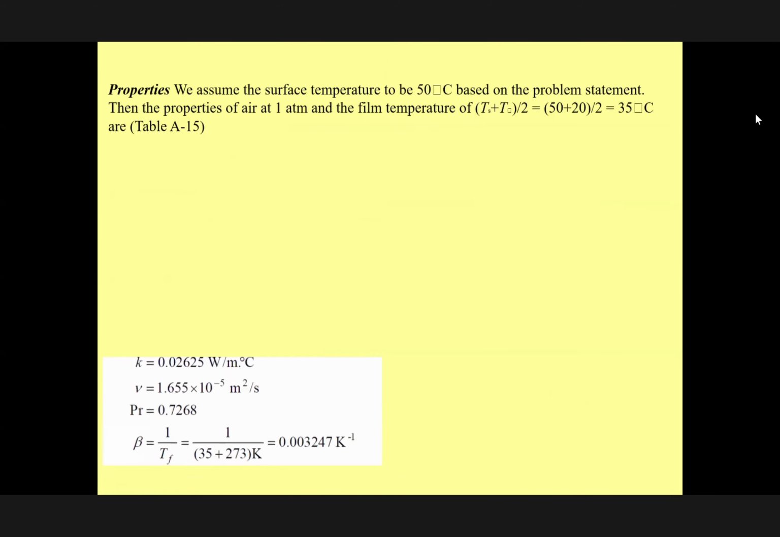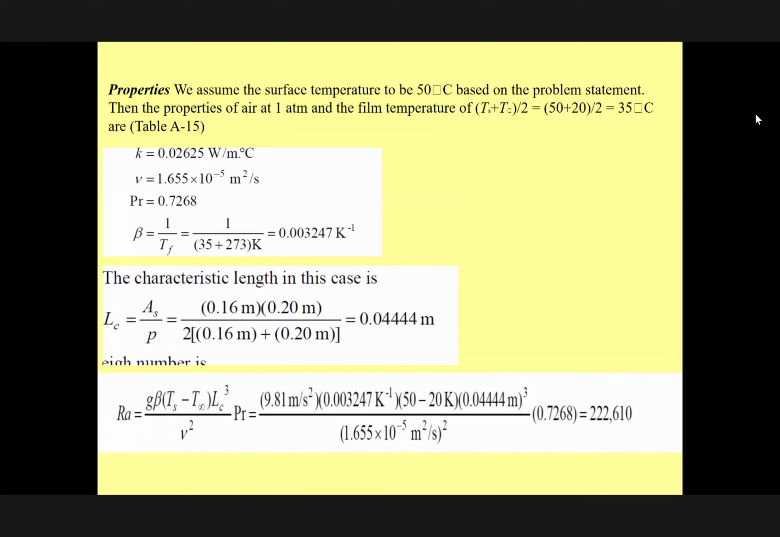Therefore, here you calculate your Rayleigh number. You know g, as I mentioned, and this expansion coefficient for the air, you calculate as 1 over TF. Kelvin, please pay attention. This is Kelvin, it's not centigrade. 35 plus this one. And we assume the temperature of the plate is 50. This is an assumption. We have to come back and verify that assumption.